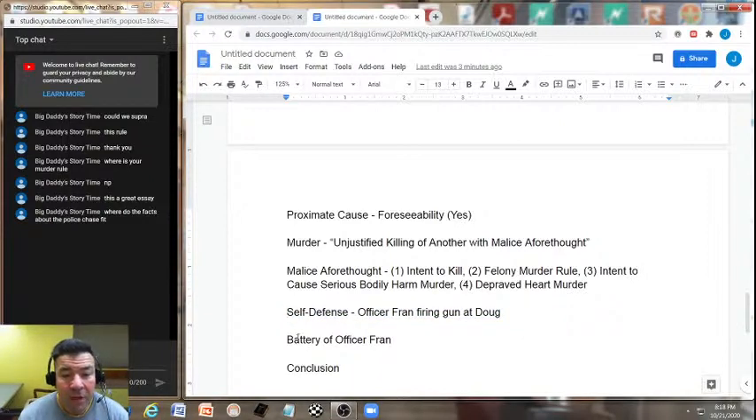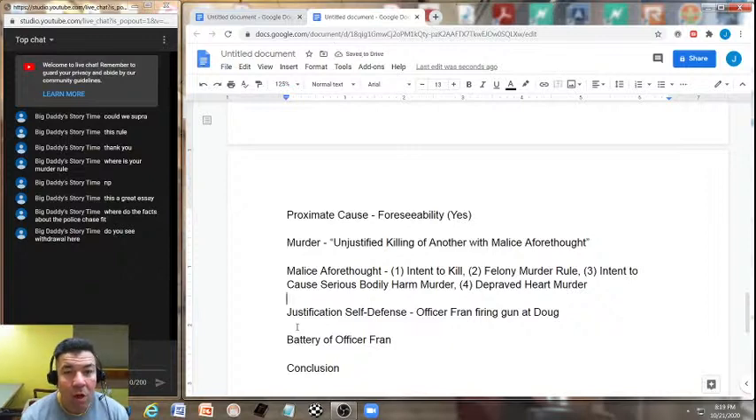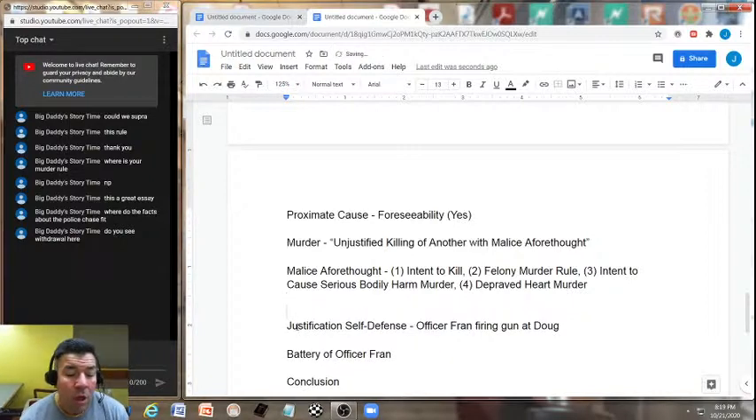Excellent spot though. This would be the self-defense justification. We'll just throw that in there right now. Excellent job as well. Withdrawal. We could say possibly withdrawal, but the thing about it is we're looking at the self-defense, defense of others, defense of property.